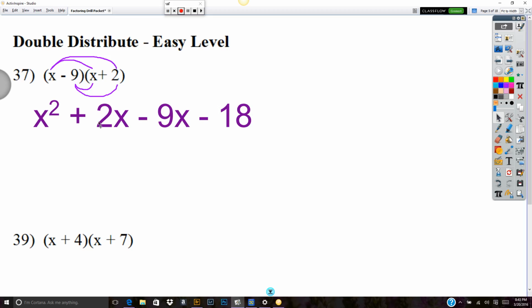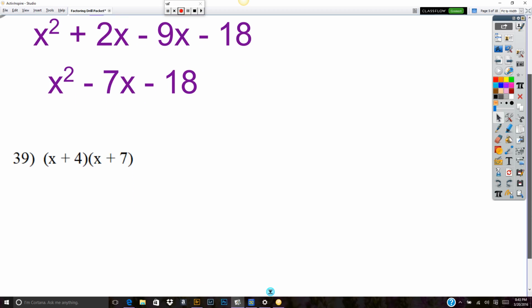Well, we've got middle terms here of plus 2x and minus 9x, and they combine to be a minus 7x. If I have 2x's, but I want to spend 9x's, I don't have enough, so I still need 9 more x or 7 more x's. Okay.